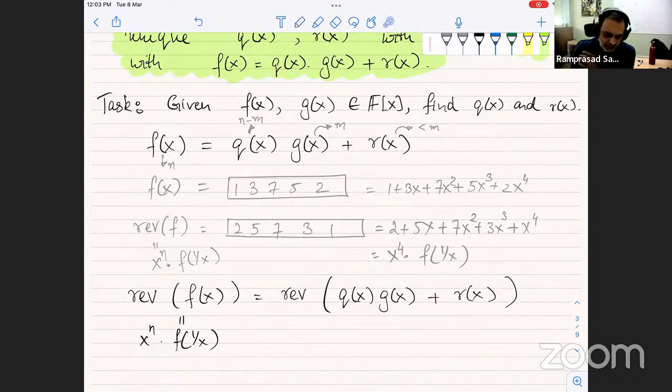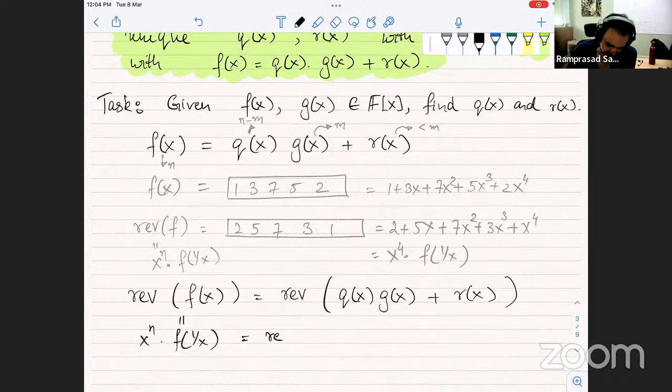Okay, and we are trying to find out what this q and r are. f and g are what we have at hand, and I'm assuming that g is monic, in the sense that the highest degree coefficient of g is 1, for simplicity. And I'm just going to figure out a way of computing the reverse. So let's do this. How does this equation simplify?